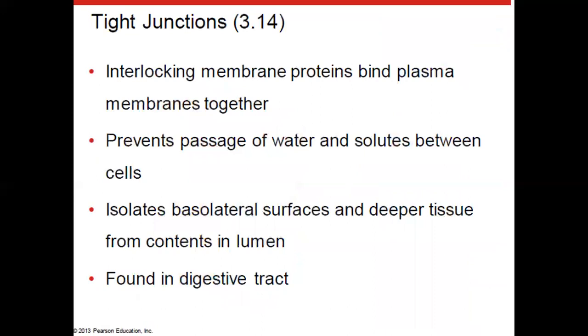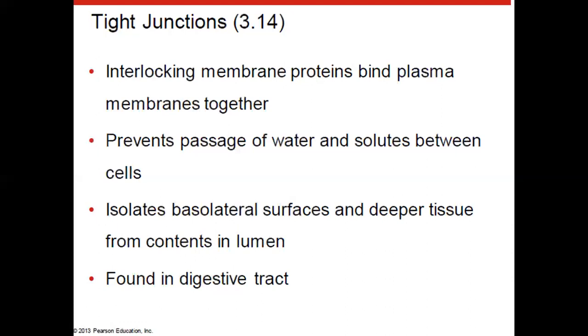For example, tight junctions. Tight junctions basically use interlocking membrane proteins that bind the plasma membrane of one epithelial cell to the plasma membrane of the next epithelial cell. And that prevents the movement of substances like water and certain solutes between the cells. So think about a tight junction being a junction between two cells that won't allow anything to pass through. And that basically isolates the basolateral surfaces and deeper tissue from the contents in the lumen.